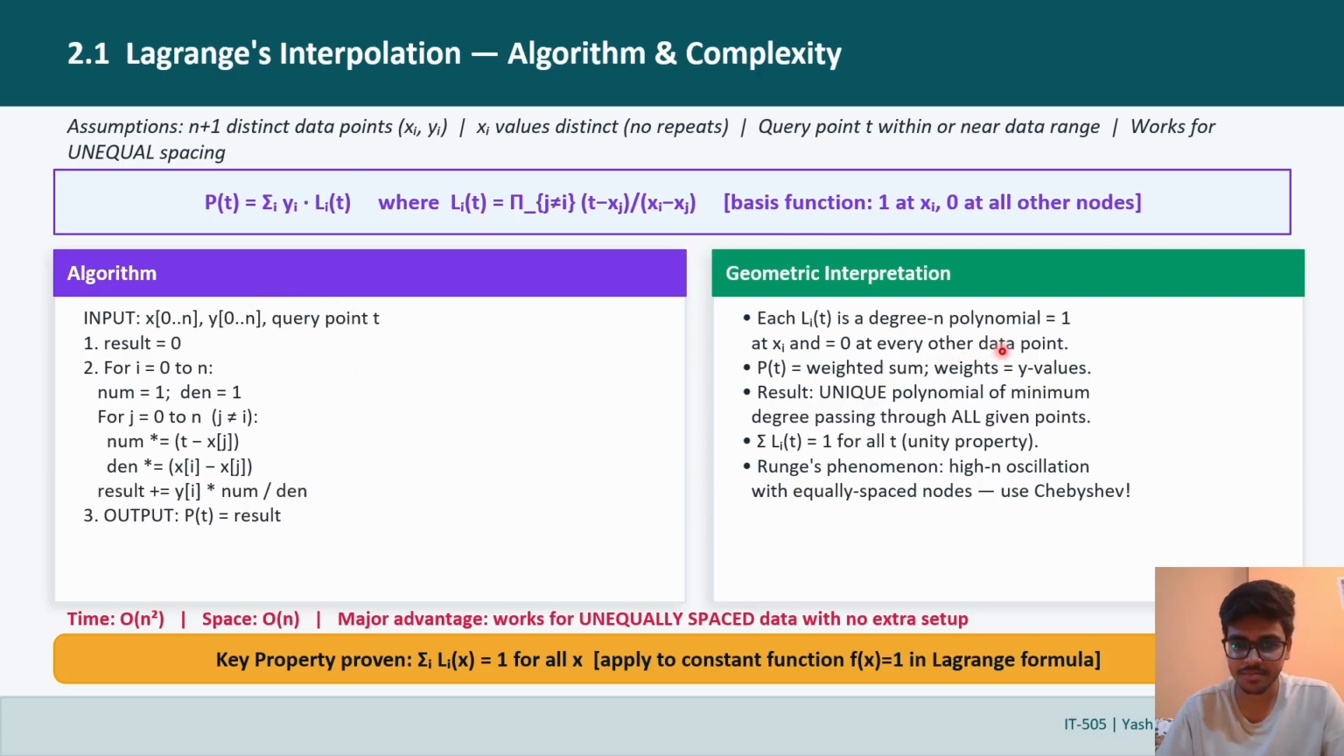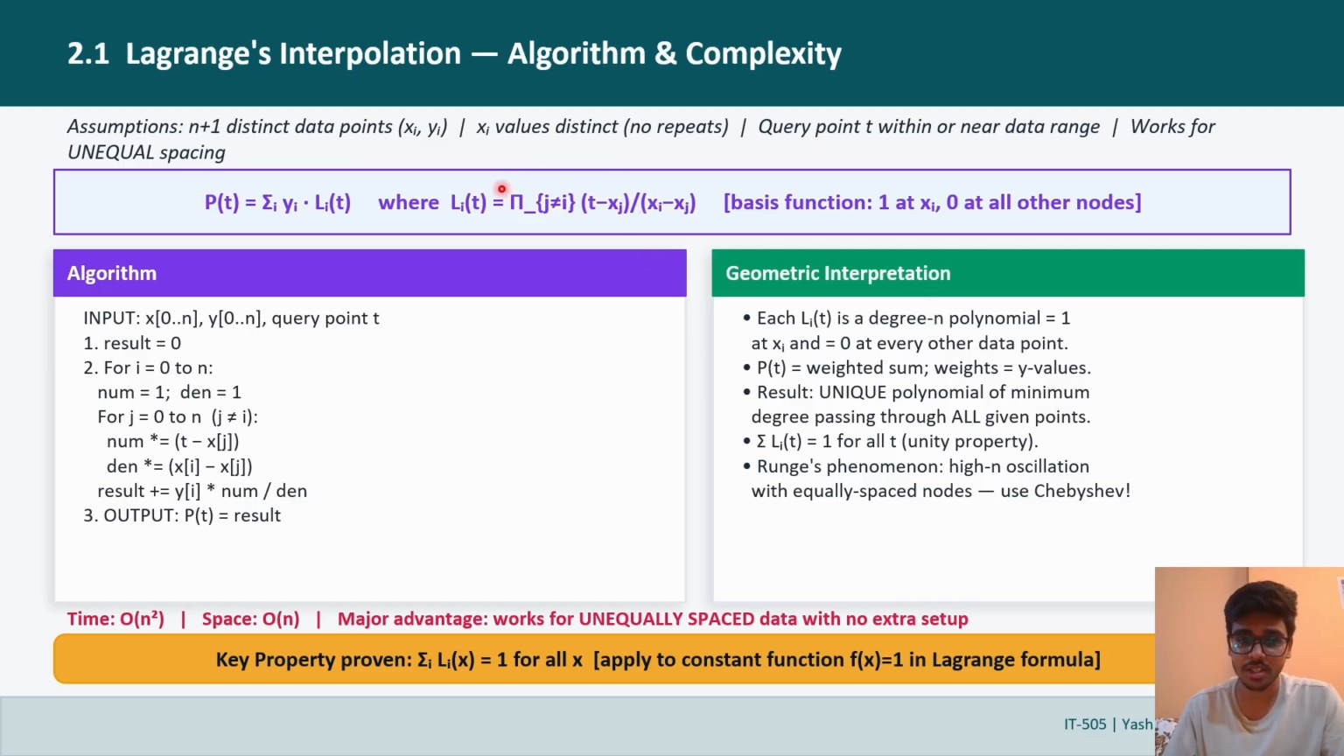Geometric interpretation: the result is the unique polynomial of minimum degree that passes through all given points. The Lagrange basis function Li each contributes exactly the amount needed to hit the right y value at xi. An important property worth noting: the sum of all Li of t equals 1. For any t, the Lagrange coefficients always sum to unity. This is proven by applying the formula to the constant function f equals 1.